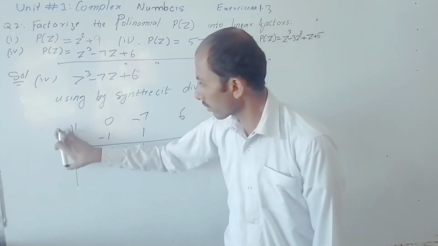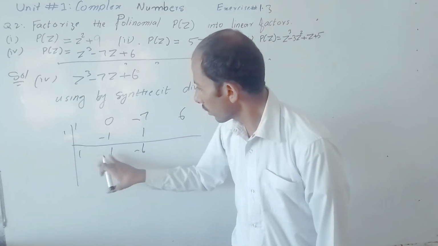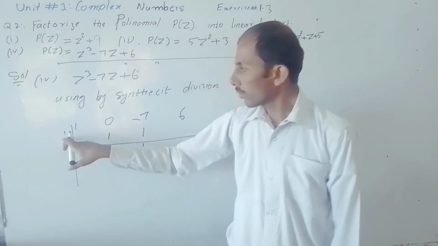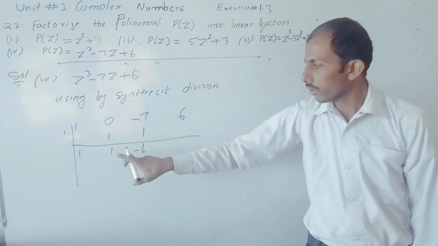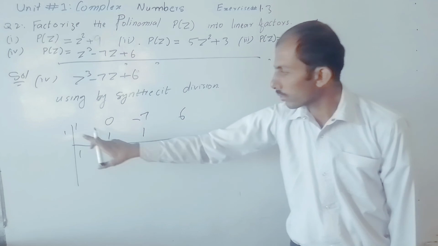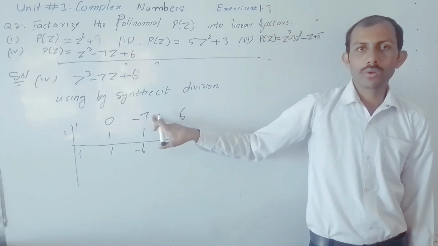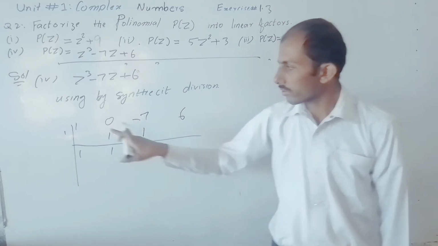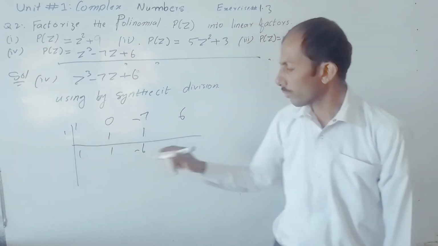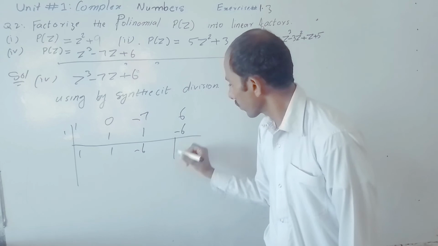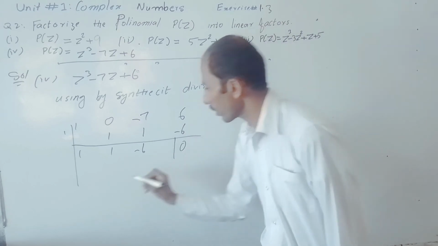So next check 1. 1 into 1, 1. So 1 plus 0, 1. Next 1 into 1, 1. 1 minus 7 is equal to minus 6. So minus 6 multiply 1 is equal to minus 6. So minus 6 plus 6 is equal to 0.